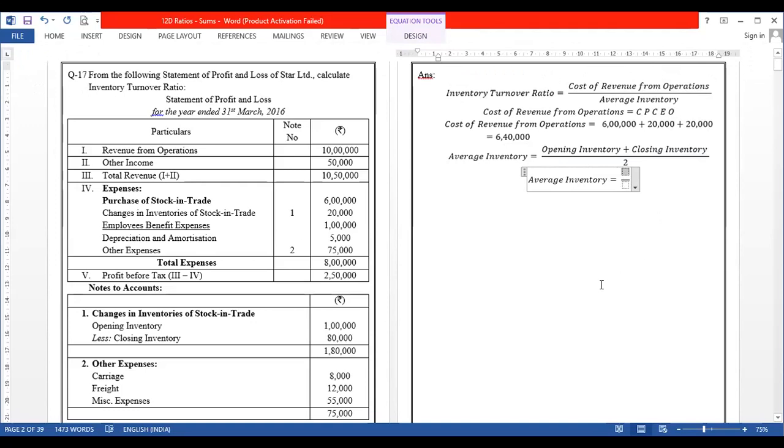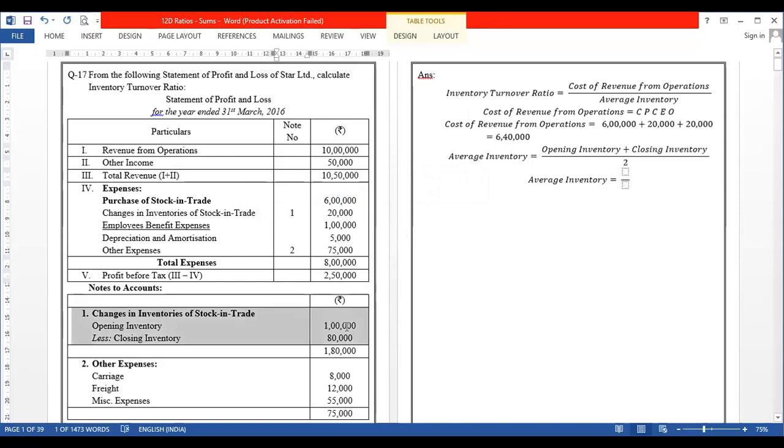Notes to accounts, obviously. Okay, so we can see this term, changes in inventory. Changes in inventory, note number 1 can be seen. So we just have to go to that note number 1 and find the opening and the closing stock. The opening inventory can be seen as 1 lakh, the closing can be seen as 80,000.